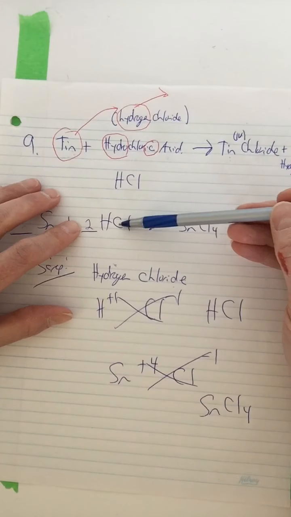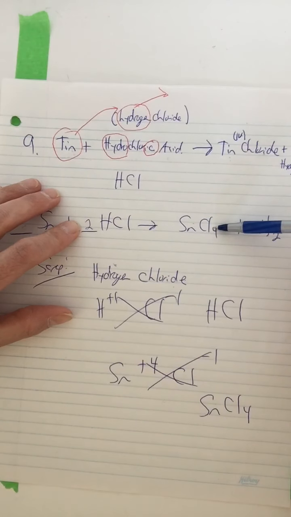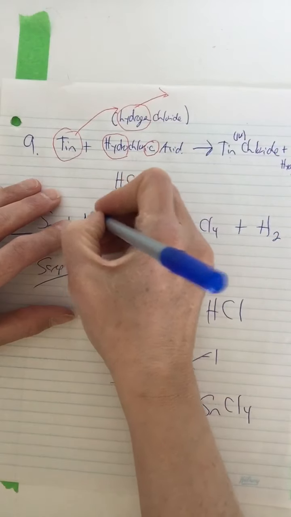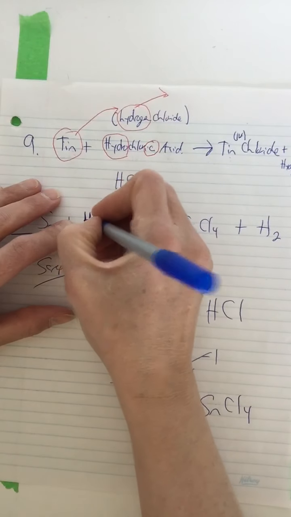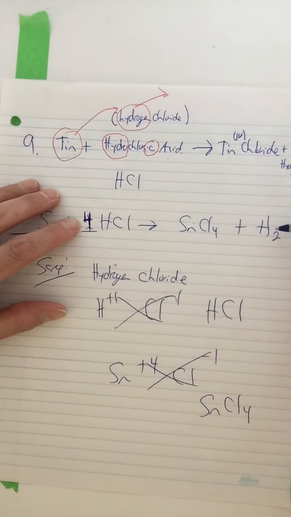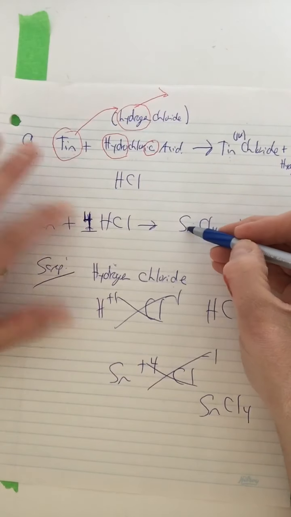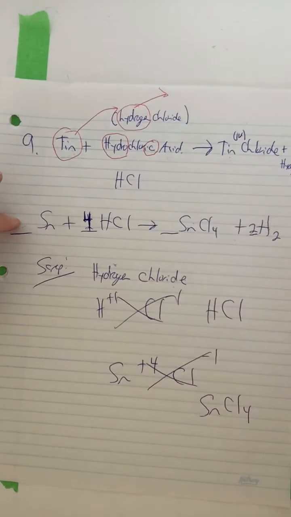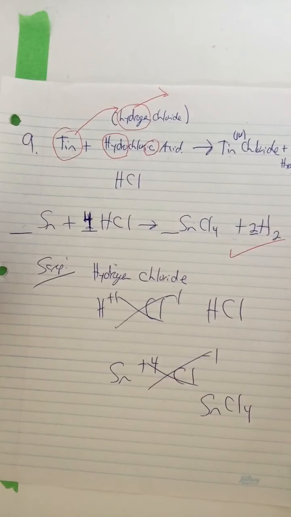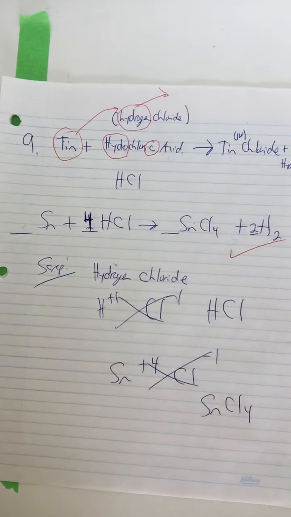Now I've got 2 chlorine and 4 chlorine. So I really got to make this a 4. This is why it's good to do this in pencil. So then I have to make this a 2. So I've got 4 hydrogen, 4 hydrogen. 4 chlorine, 4 chlorine. 1 tin, 1 tin. And we are balanced. Okay, so hopefully you can see this and get the hang of it.